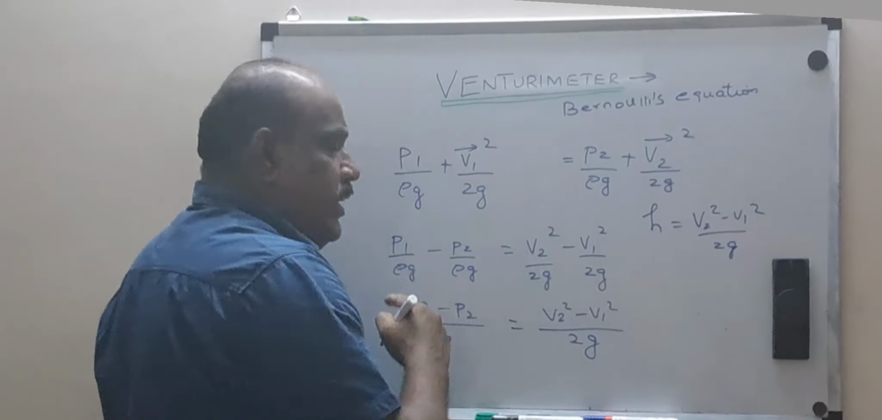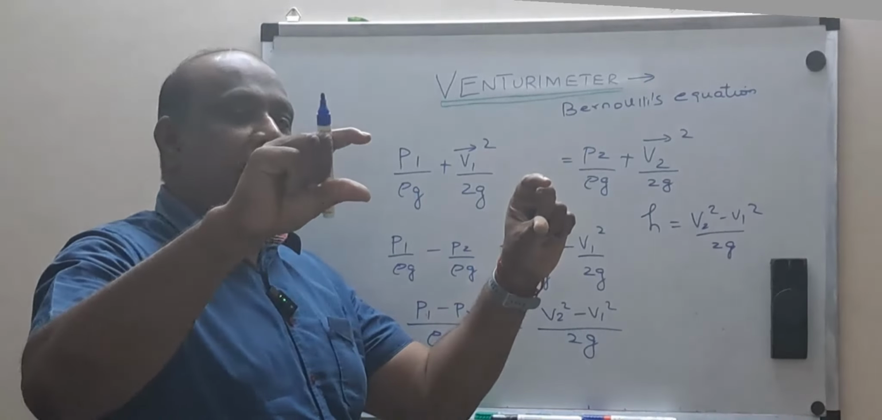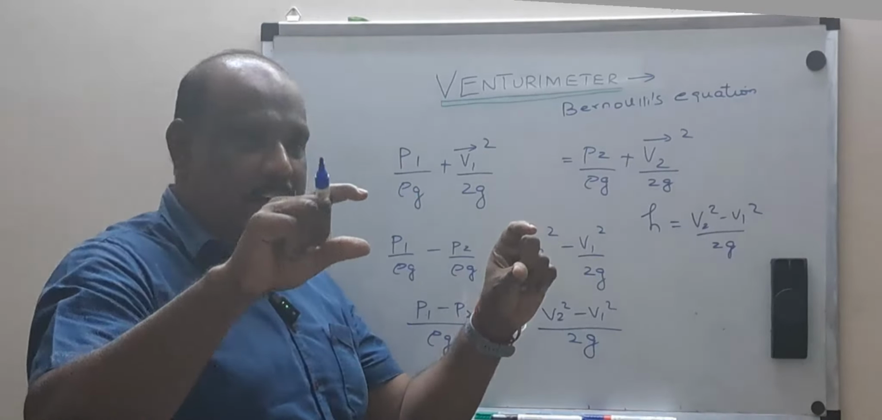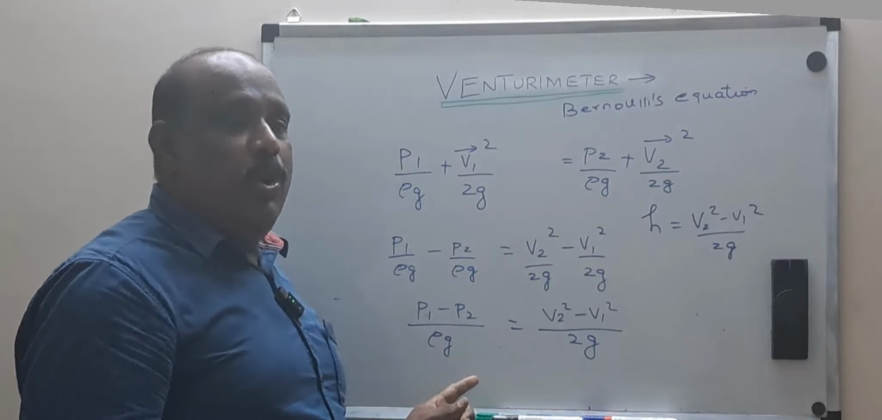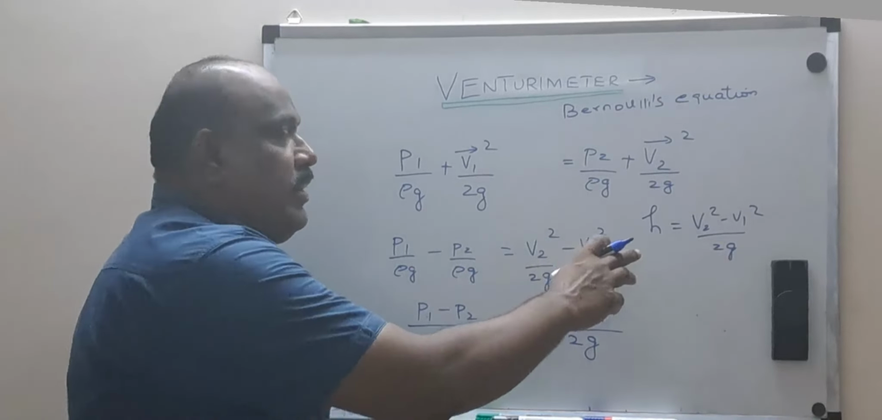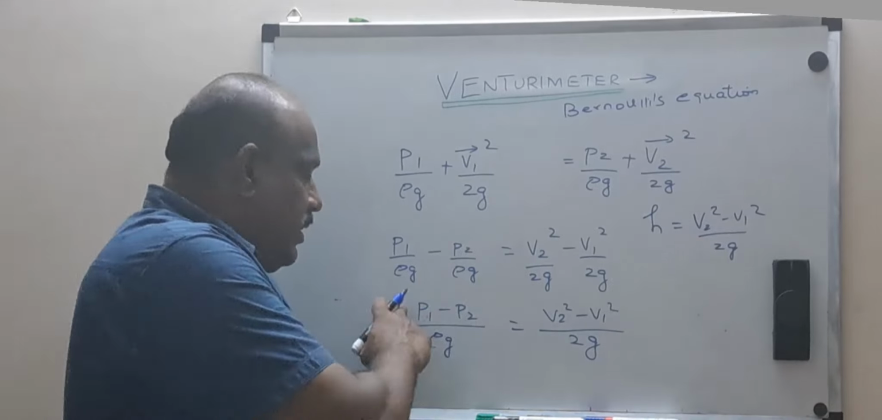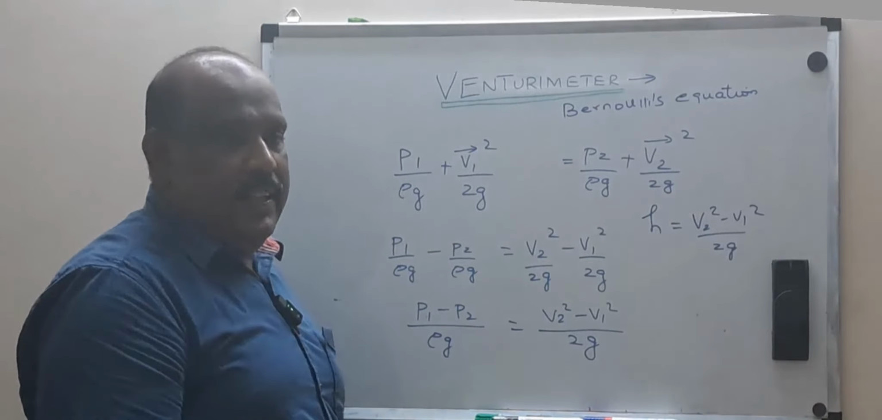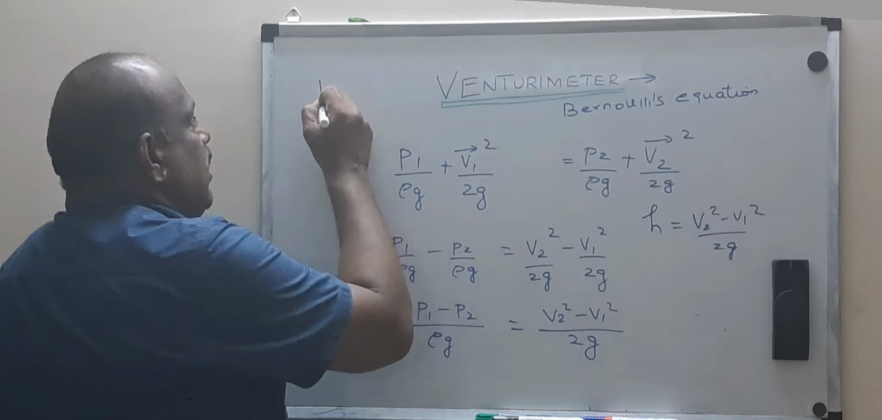This H will not be 0, only when the pipe is parallel, when there is no change in the cross section, then what will happen? P1 will be equal to P2, then my H will be equal to 0, if I assume there is no loss. But definitely there will be some difference in pressure. P1 will be higher than P2, and hence this is nothing but pressure head.